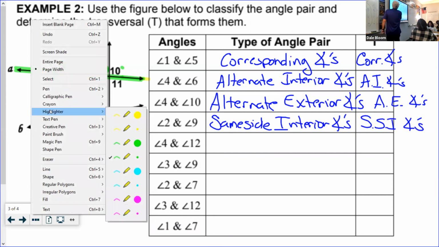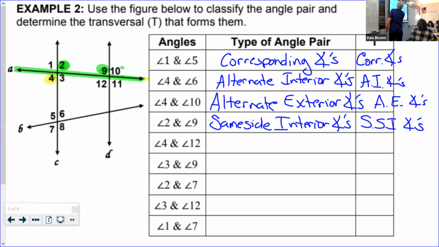Next angle pair. I have angle 4 and angle 12. Who remembers what that relationship is? What do you got? Say again? It's corresponding. This one's lower left to that intersection. This is lower left. These are corresponding angles again. What was the relationship between 1 and 2? There'll be no relationship. I'll let you know. Corresponding angles. And that's just going to be CORR.